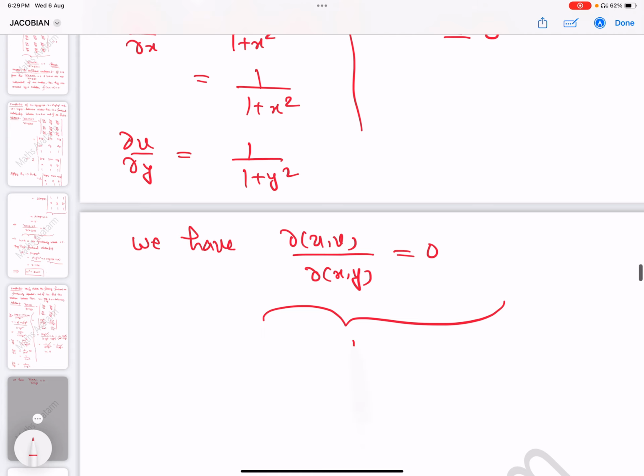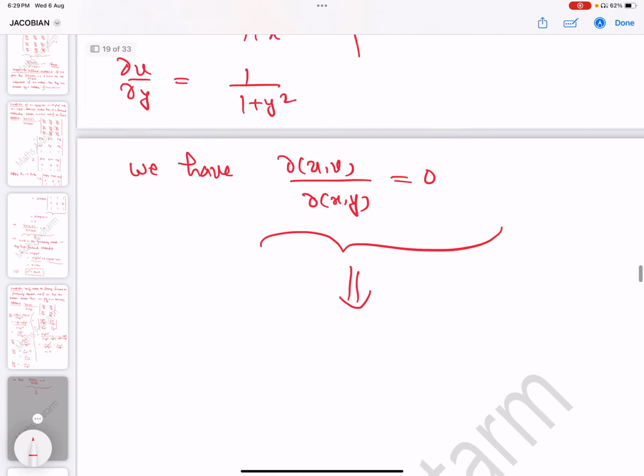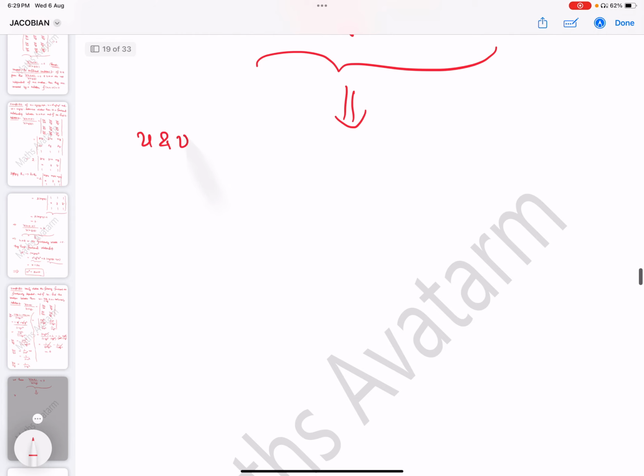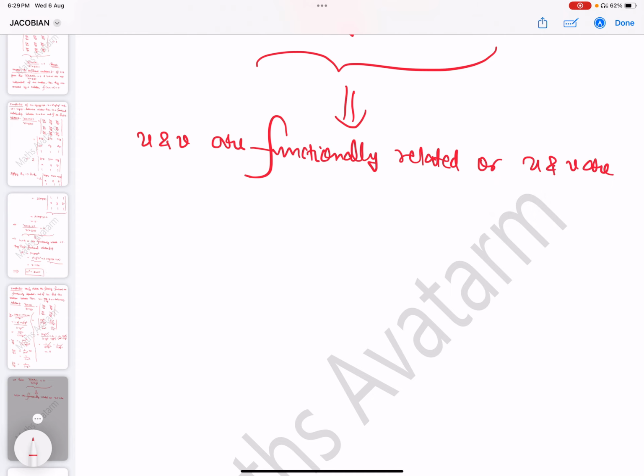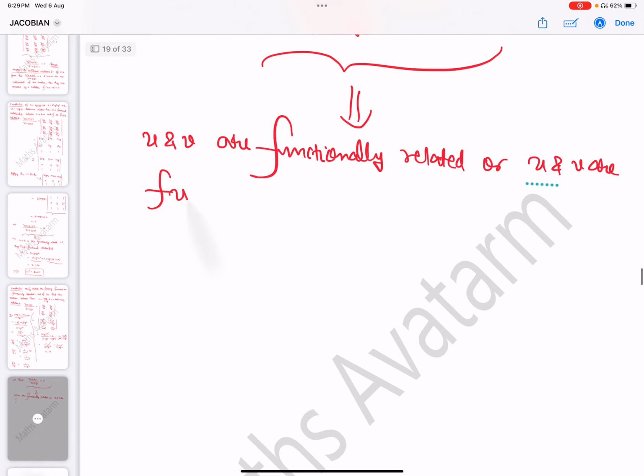What does it mean? It means u and v are functionally related, or you can say u and v are functionally dependent. Functionally dependent means they have some relation.